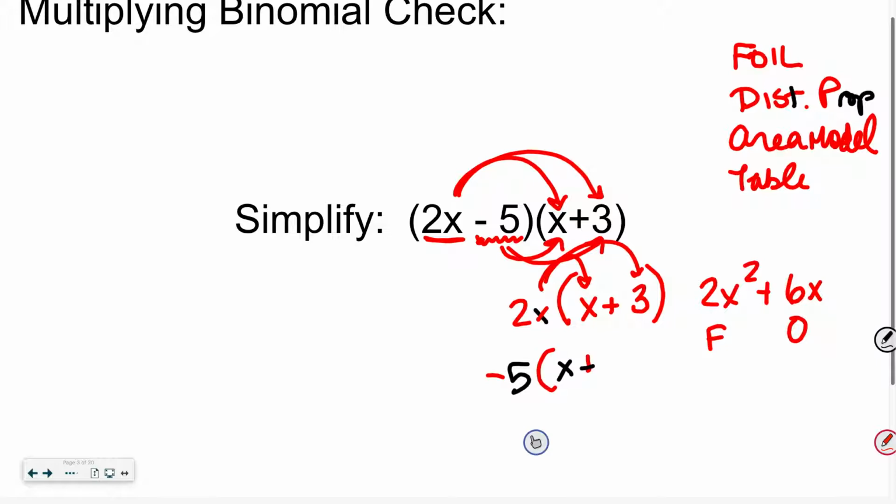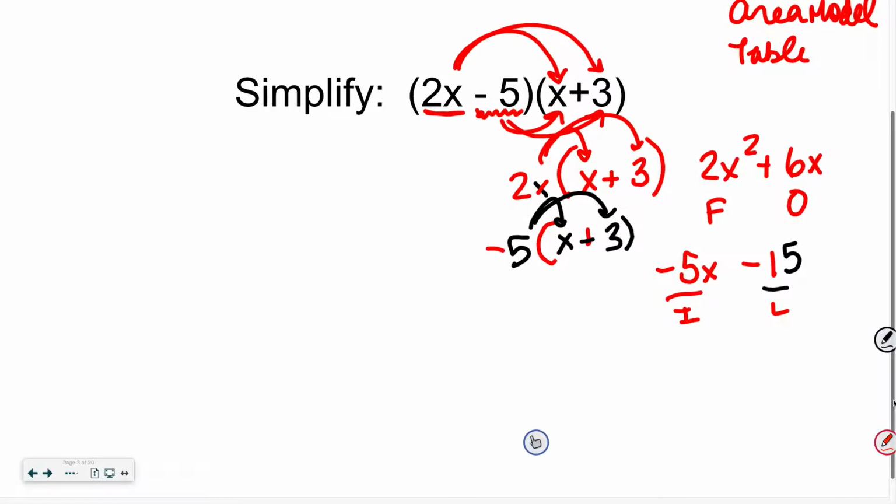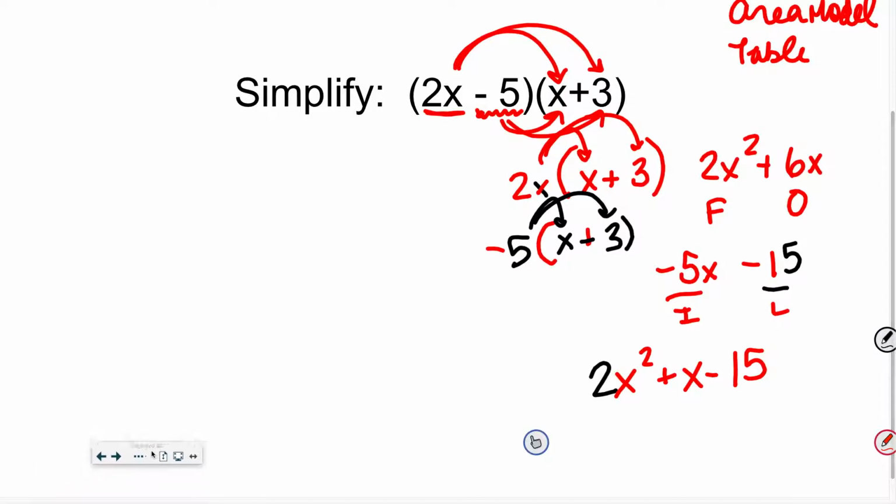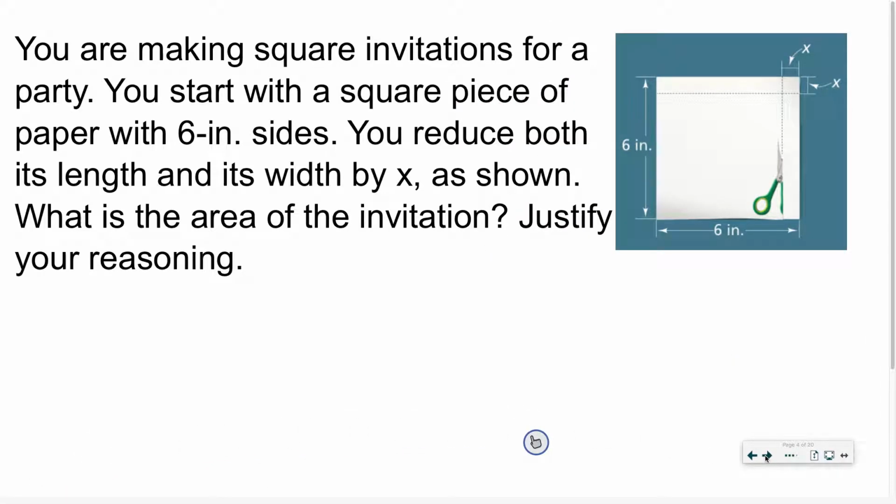If you FOILed, that would be representing the I and the L, which would give us what? Negative 5x minus 15. That would be the I of FOIL, and that would be the L. So then at the end, I can combine what I can. Be really careful with those like terms. I would be left with 2x squared plus 1x, good, minus 15. Perfect. Today we're going to take a look at a different type of example when we are multiplying two binomials.